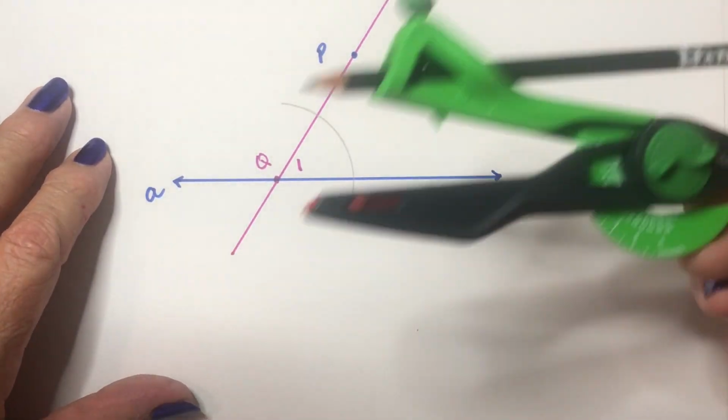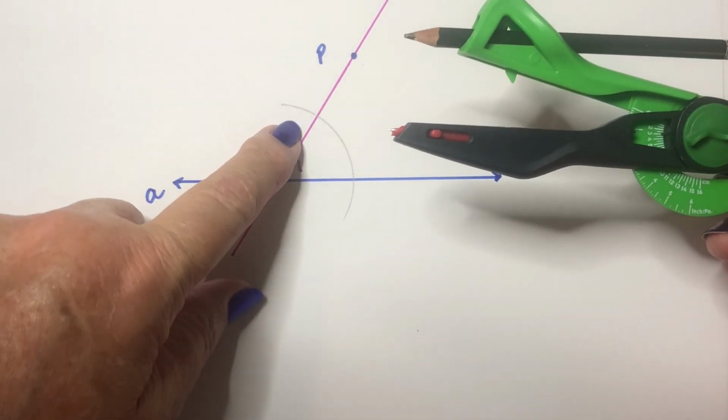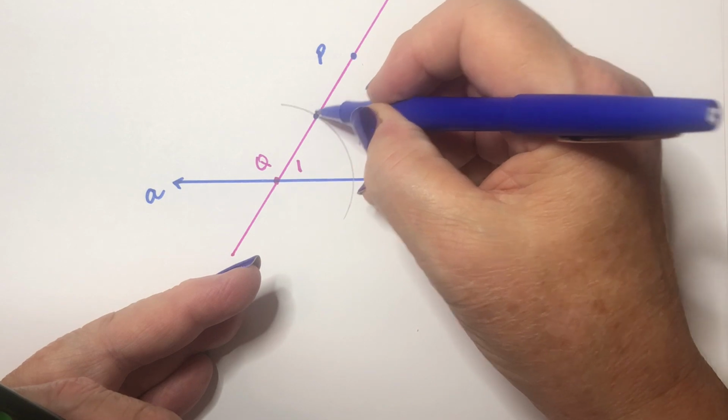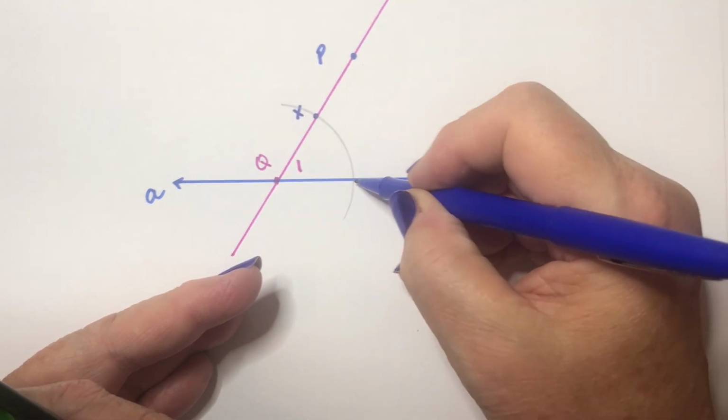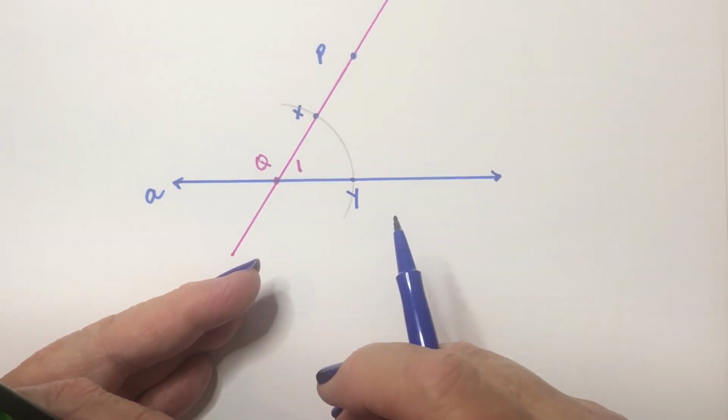So there it is. And so this is the radius of circle Q. And it intersected the two sides of angle 1 in two places. And I'm going to give those names. This is going to be X and this is going to be Y. Those are the 2 points of intersection on the sides of the angle.